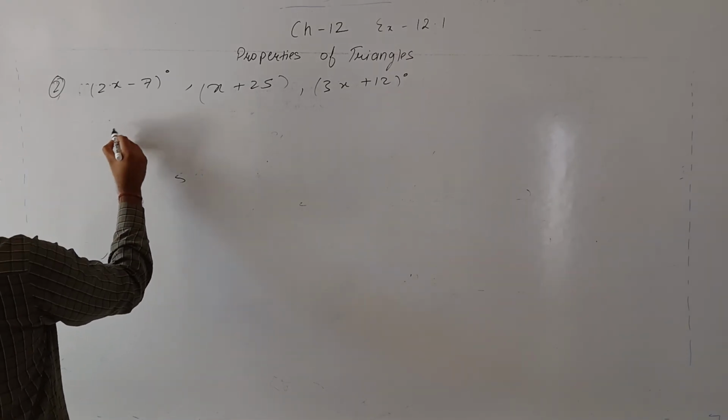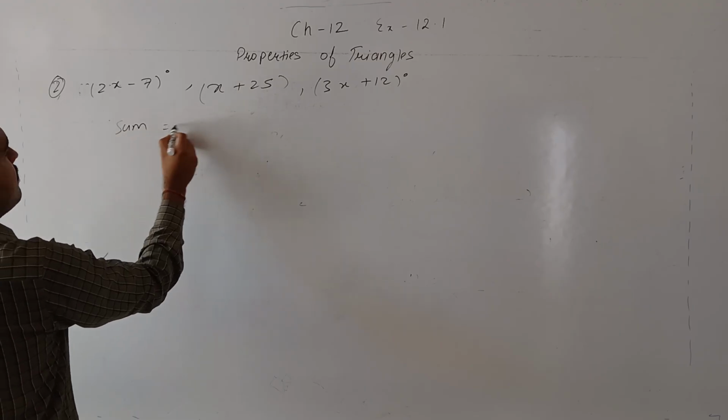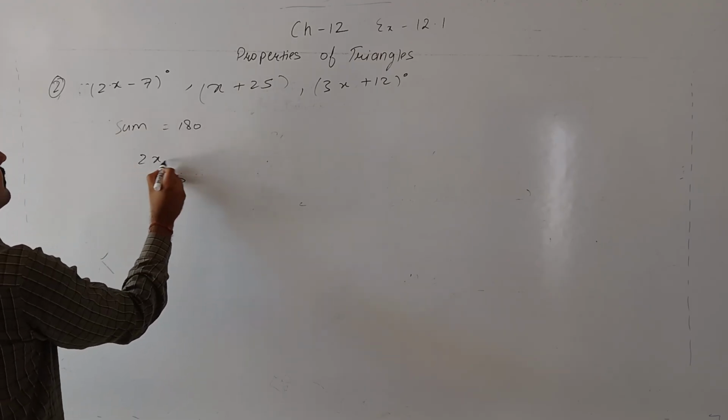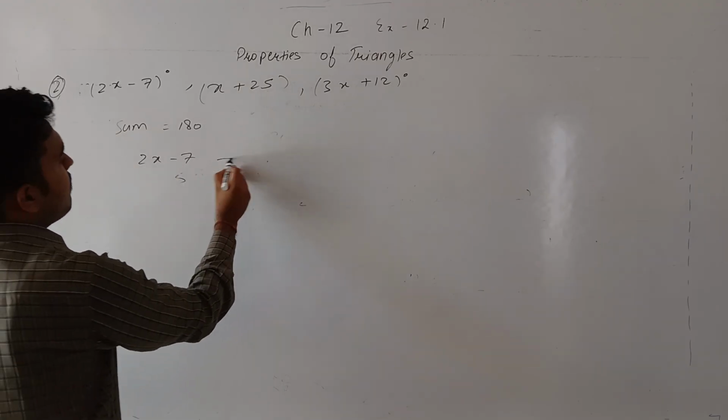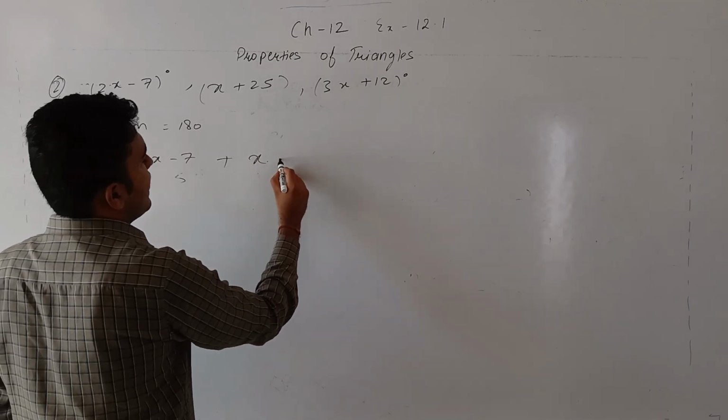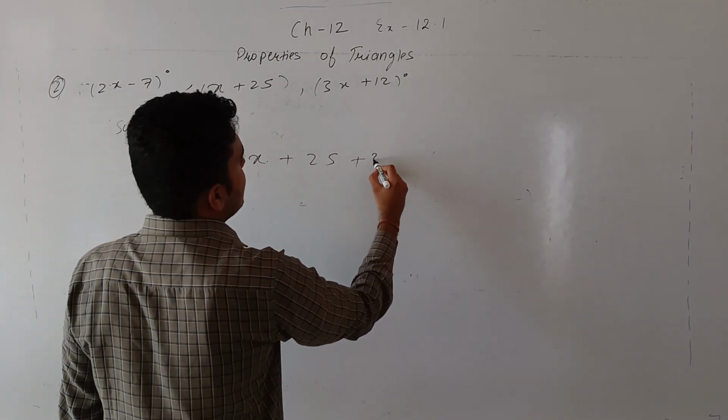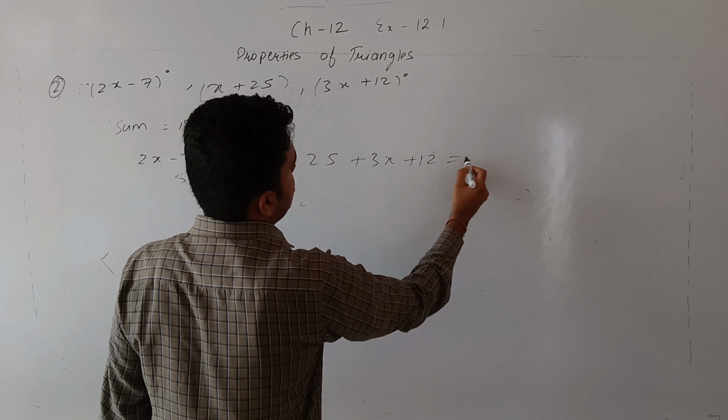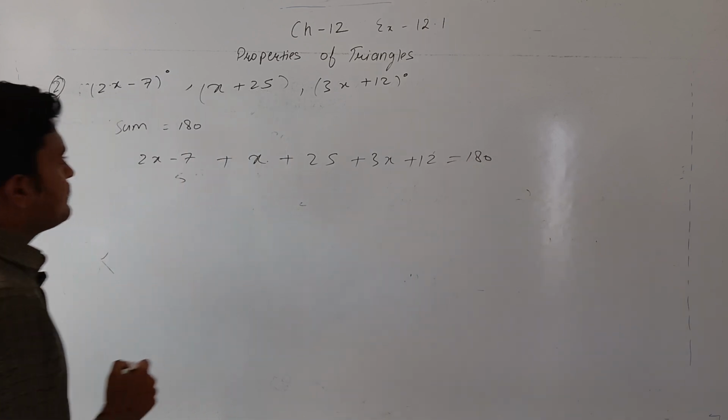So we know the sum of all angles is 180. Therefore 2x minus 7 plus x plus 25 plus 3x plus 12 should be equal to 180.